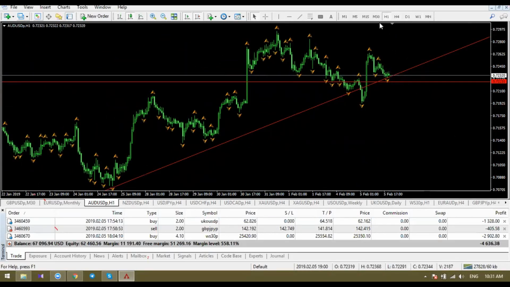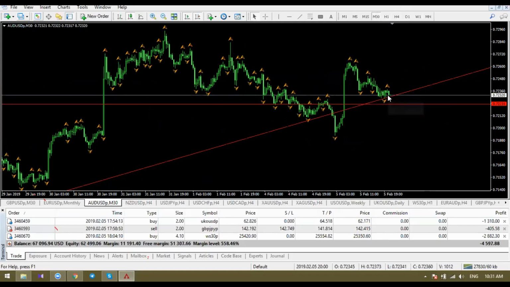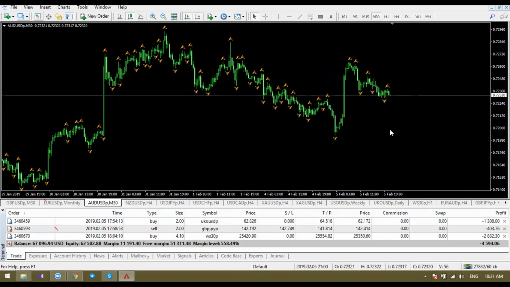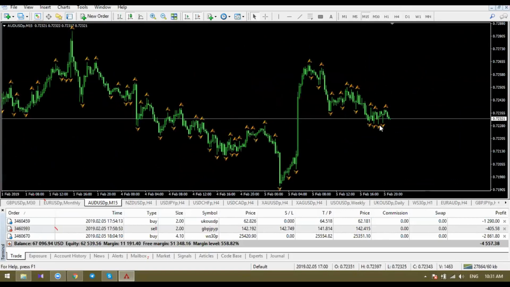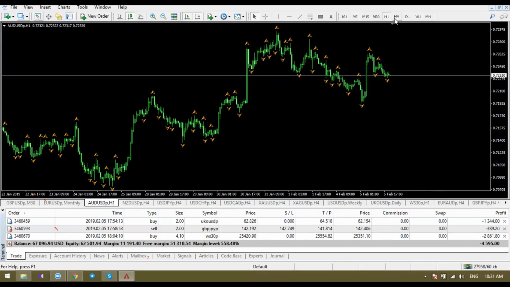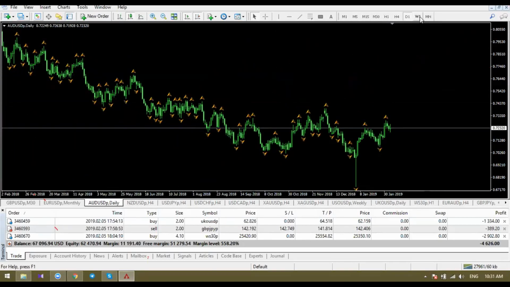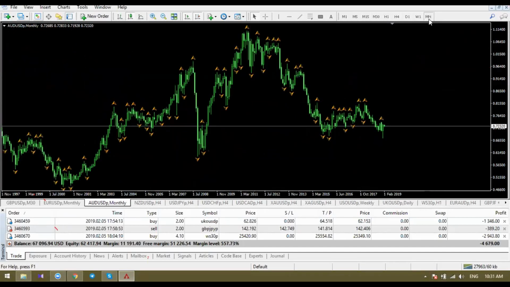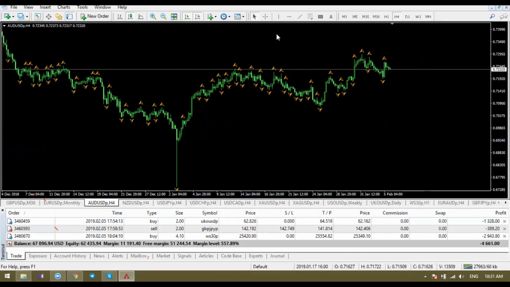A 1 hour time frame is like a 30 minute time frame. In 1 hour I have a downward signal, in half an hour I also have a downward signal, in 15 minutes I have a downward signal, and in 5 minutes I also have a downward signal, because they all match.